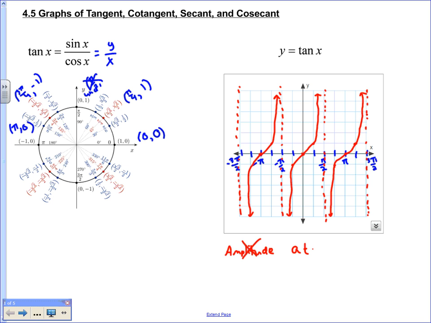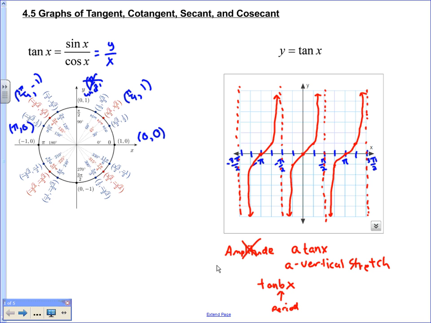If I have a number in front of tangent, like if I had an A for my tangent x, then that A is talking about my vertical stretch, just like it did with sine and cosine, but we don't really call that an amplitude in this case. We also can talk about if I had a B in front of x, tangent of bx, the B is still talking about my period, or it's helping me find my period.